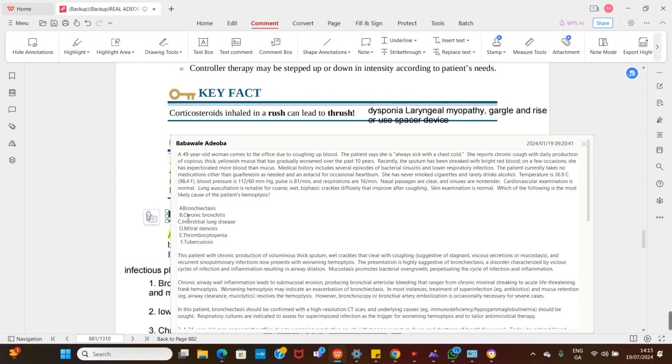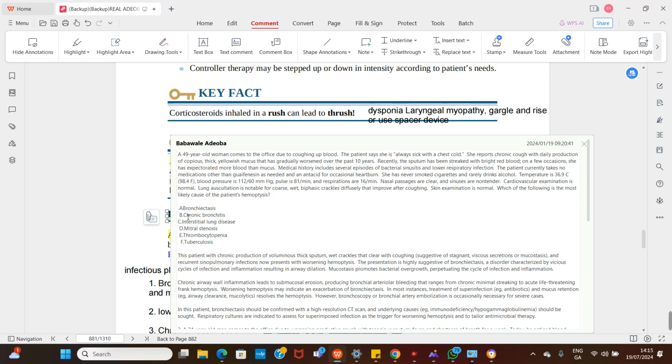So a 49-year-old woman comes to the office due to coughing of blood. The patient says she is always sick with a chest cold. She reports chronic cough with daily production of copious, thick, yellow mucus that has gradually worsened over the last 10 years. Recently, the sputum was streaked with bright red blood, and on a few occasions, she has expectorated more blood and mucus.